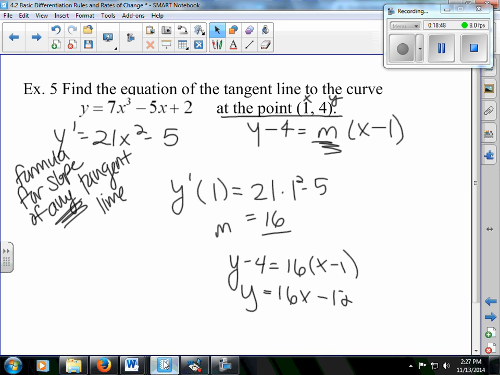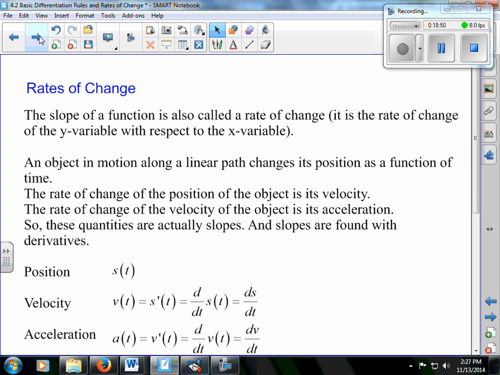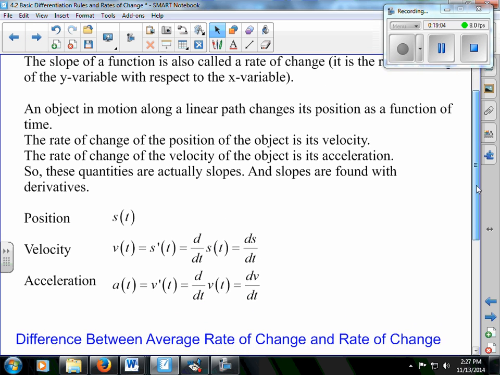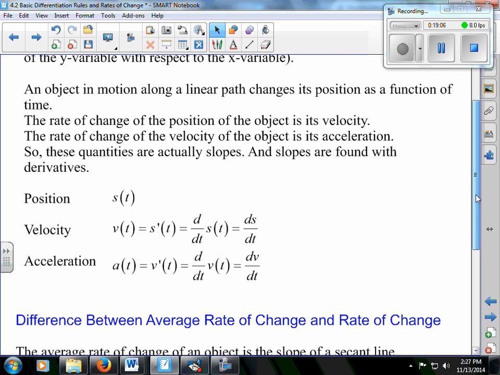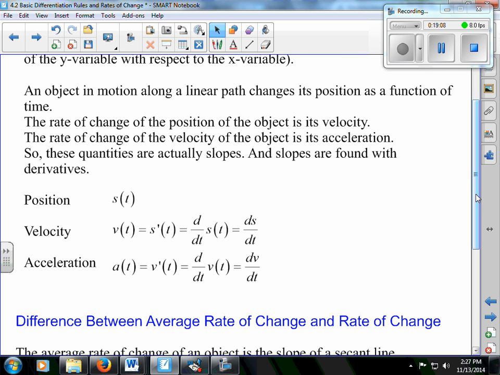Next, let's do one final example. Oh, no. I'm going to briefly talk about this at some point, but we're not going to talk about it today. Rates of change are just the idea that a derivative is a rate of change. And specifically on this page, I'm talking about an object that is moving, its position. So that would be something that has velocity.